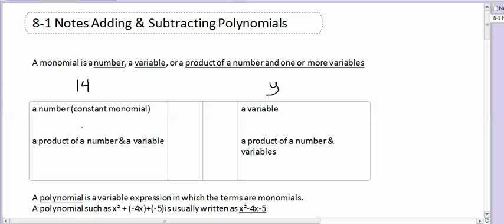Okay, a product of a number and a variable is like 4 times x, 4x. That's an example of a product of a number and a variable. And then we have the product of a number and variables. So I might choose negative 1/3, that is a number, times x squared, y, and z to the 3rd power. That would be a product of a number and variables. So all of these are monomials. They're one term.